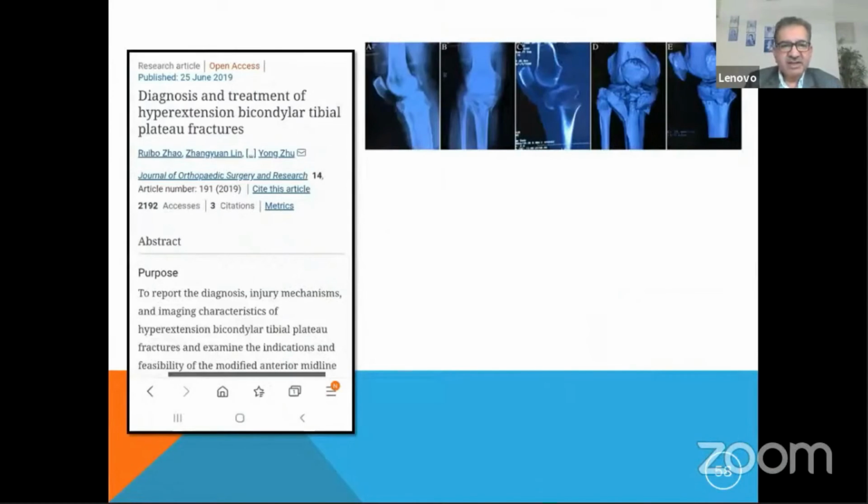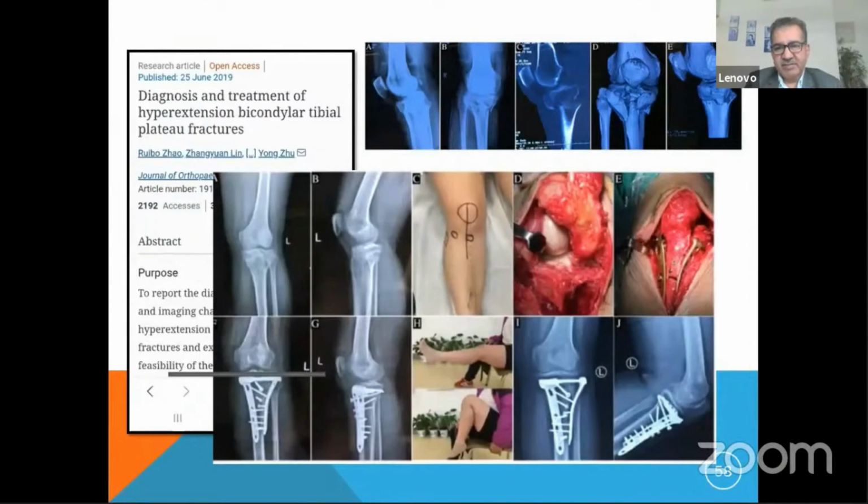This is a recent article in 2019, and when there's this bicondylar hyperextension injury, this midline approach, you can approach the fracture, you can have a proper assessment of the fracture, and it gives the best exposure. This is from the literature. There they have done a tibial tuberosity osteotomy, and once you just flip off the tibial tuberosity, everything is in front of you. But the extension injuries may require a bone graft, and then it has been fixed with 2 plates. But this is just from the literature.